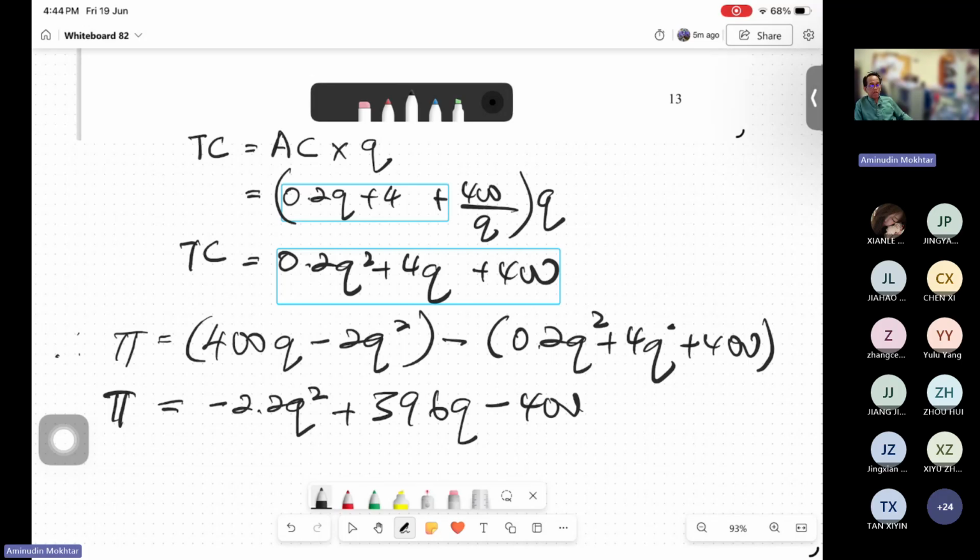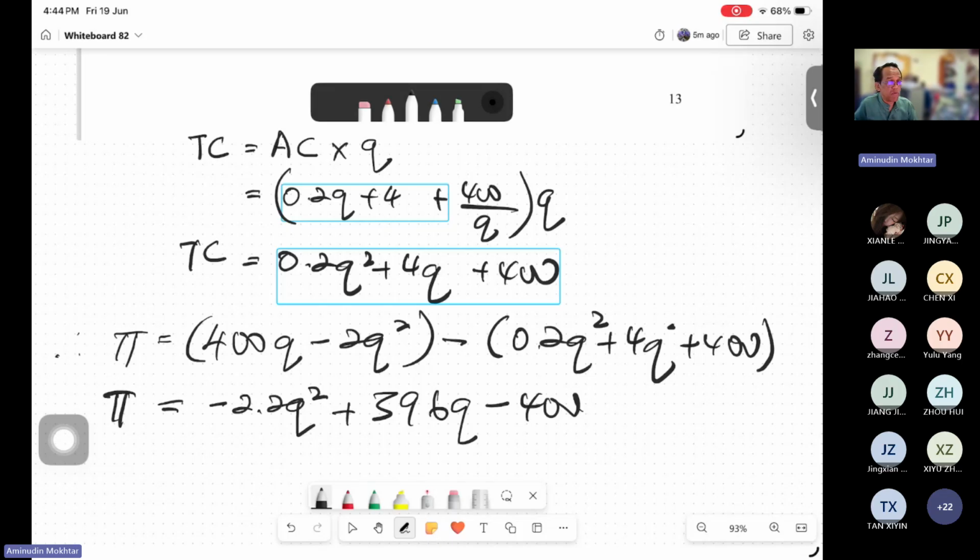So in order to answer the question, we need to know the profit function first, because the question is about the quantity that maximizes the profit function. So we need to know the profit function first before we can find the quantity.